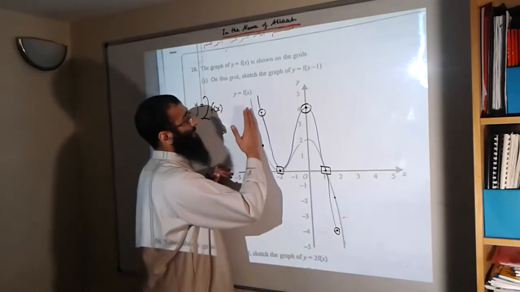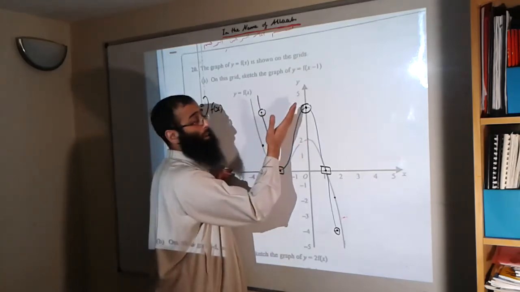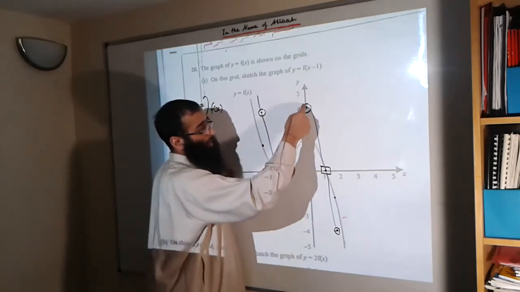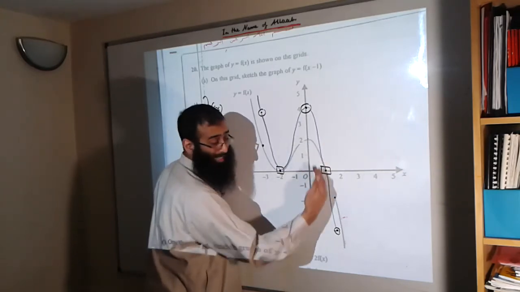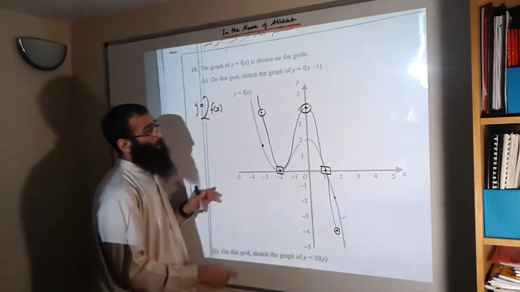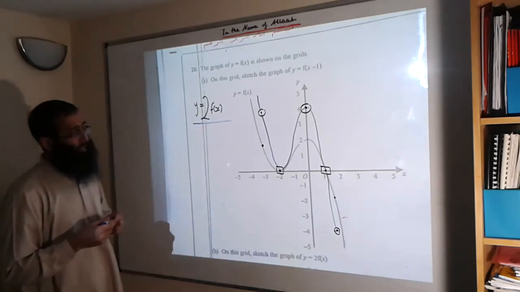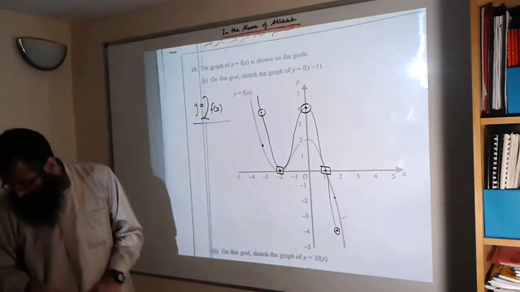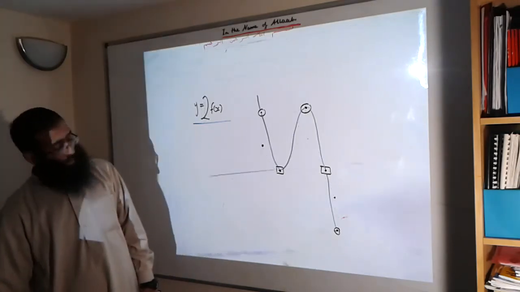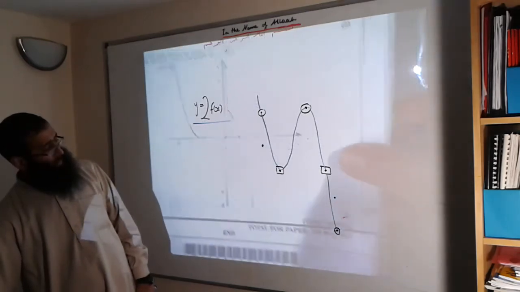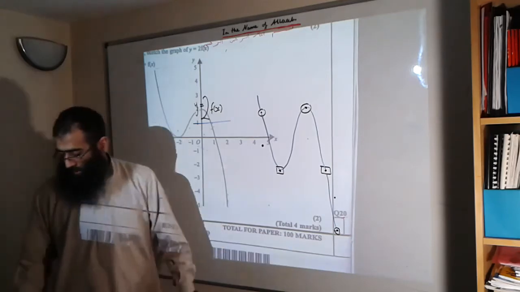So this part that was black here has now moved to the blue part. The part that was going here has now moved up and higher, doubled in value, then it's come back down. This part which went out of here, the black part, is coming in steeper, tighter, as the blue part over there. So the blue part now is y equals 2 f of x, and that examination question is now complete. The total for that question was 4 marks. Okay, you can see that over here. Total is 4 marks. Total for the paper is 100 marks.